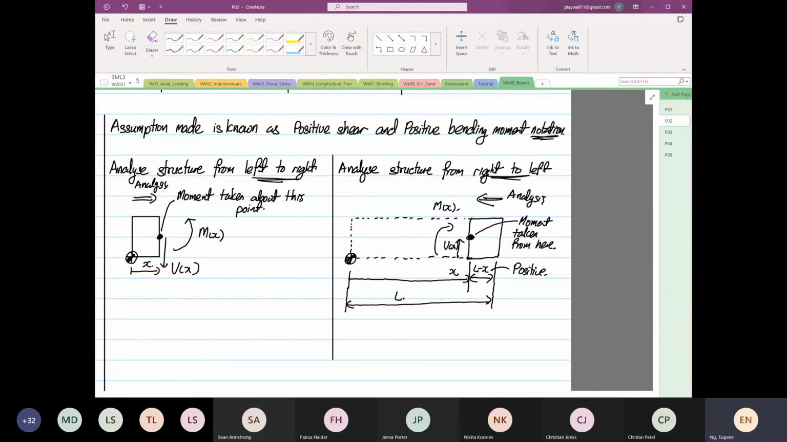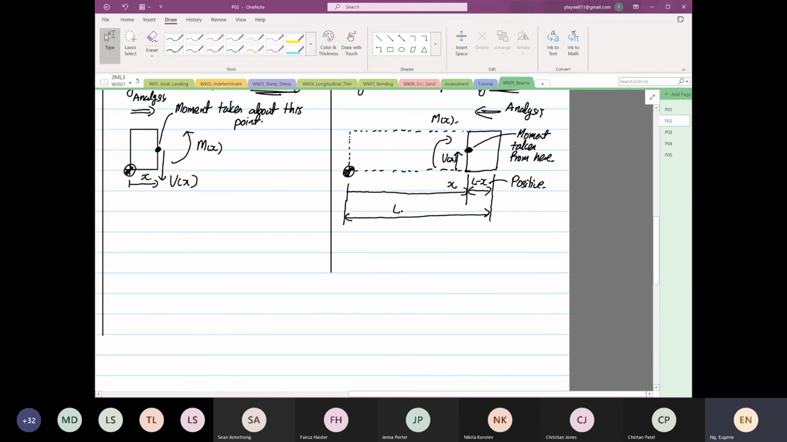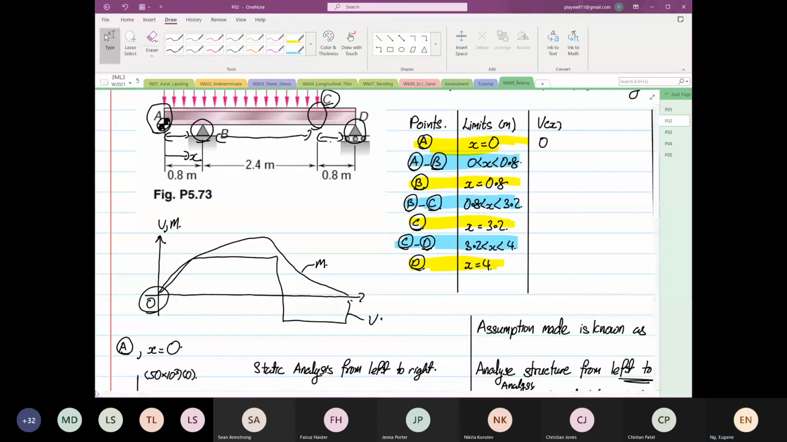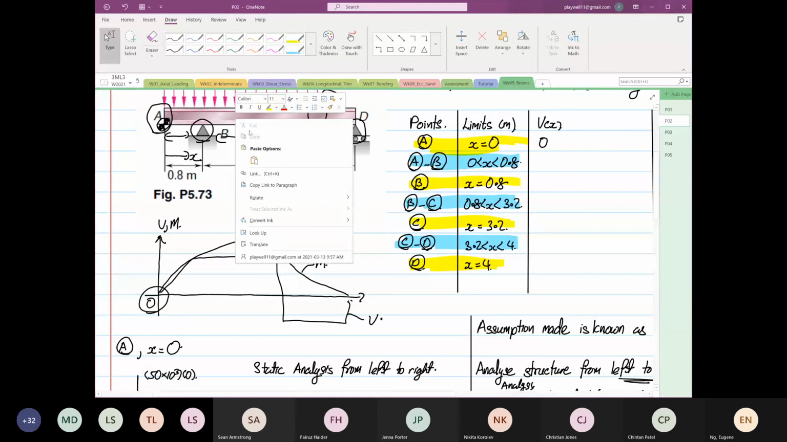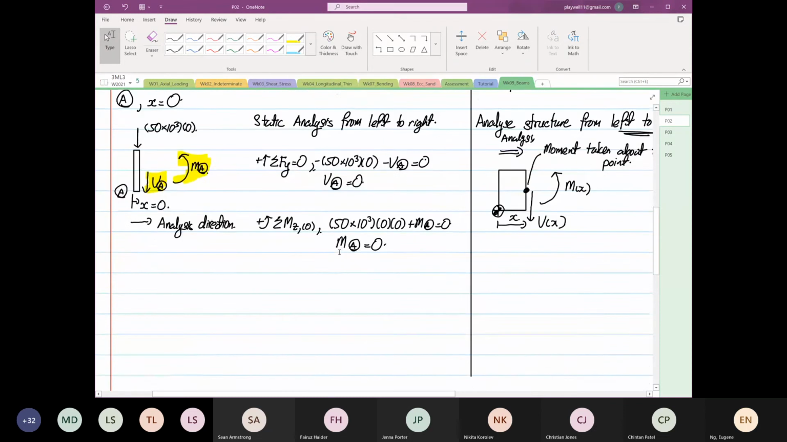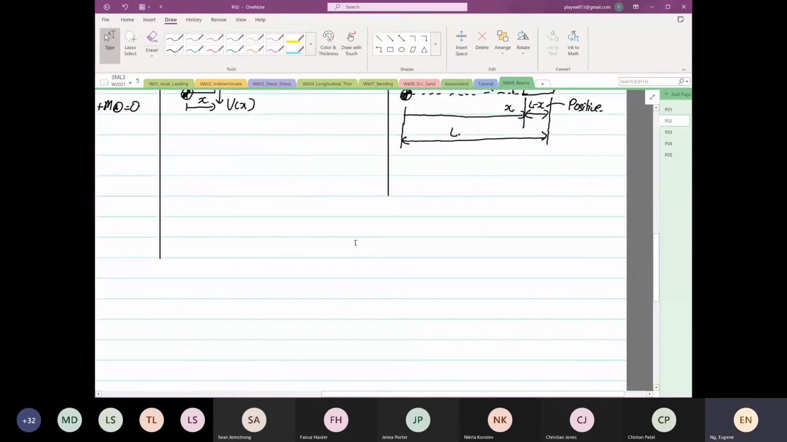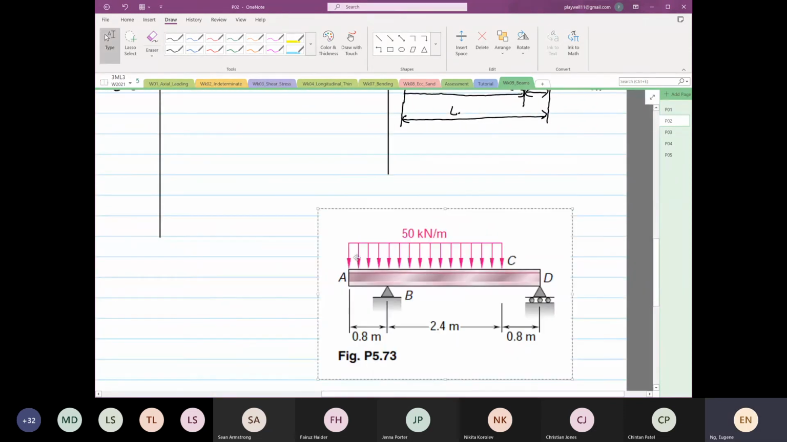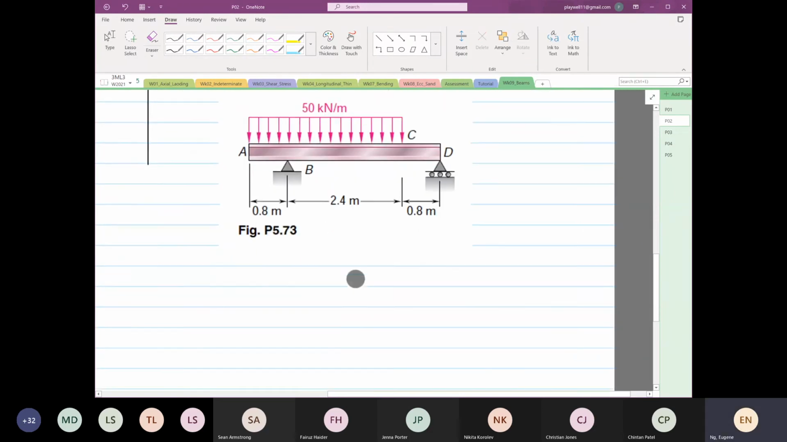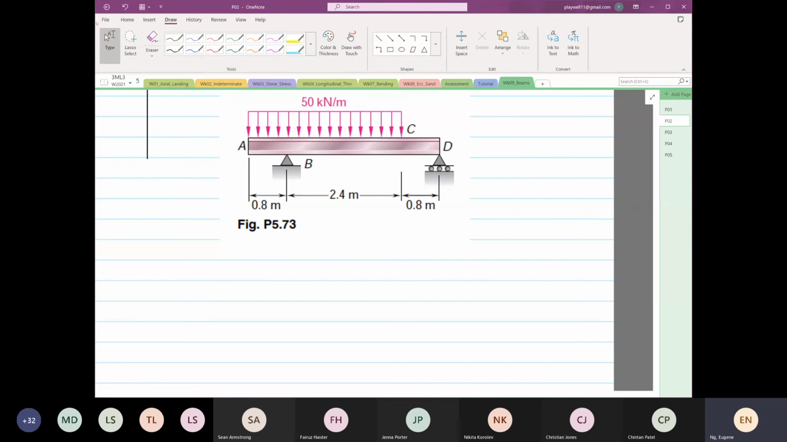Okay, so now another thing that I'd like to mention is this. So this is our beam, right? So this is our beam. Based on our beam, let me put this in.